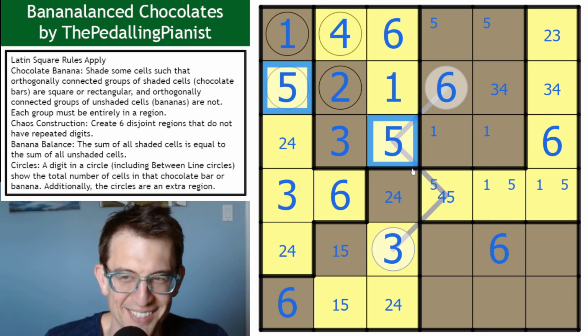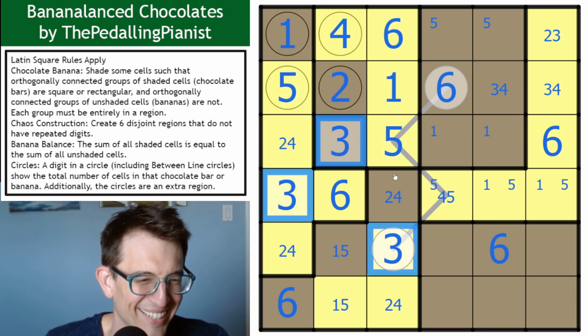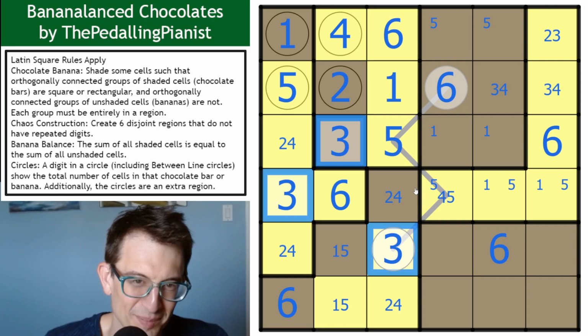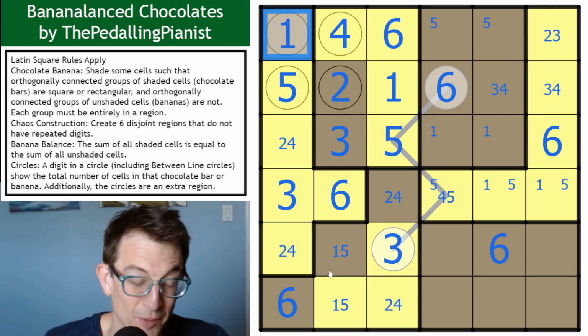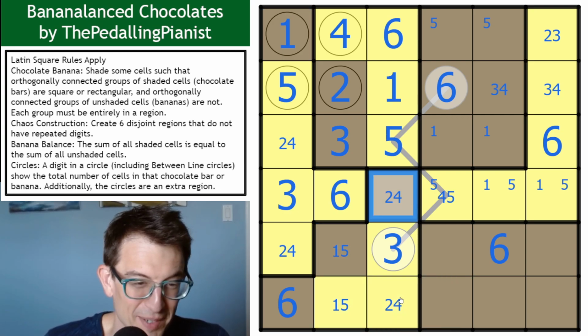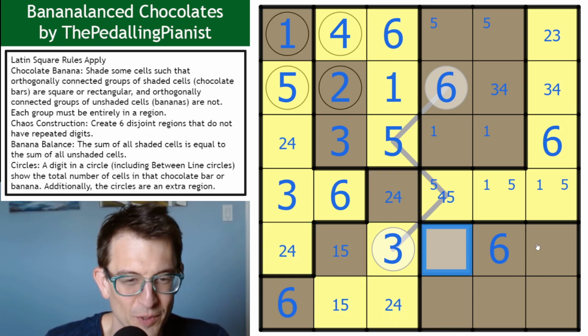Who would have thought this could be the hardest part of the puzzle? For me at least. No, I had some harder parts. Probably, well, we'll see. I haven't done it yet. Maybe I'll never finish. 1, 2, 4, 5.